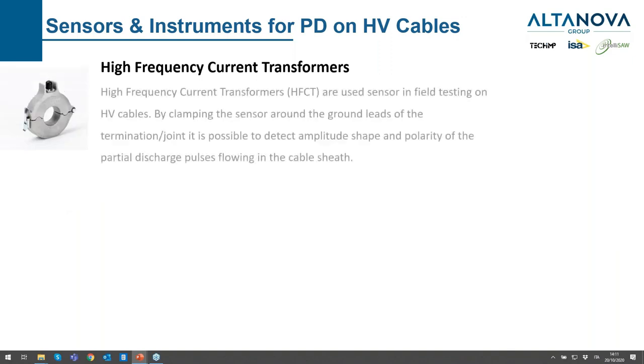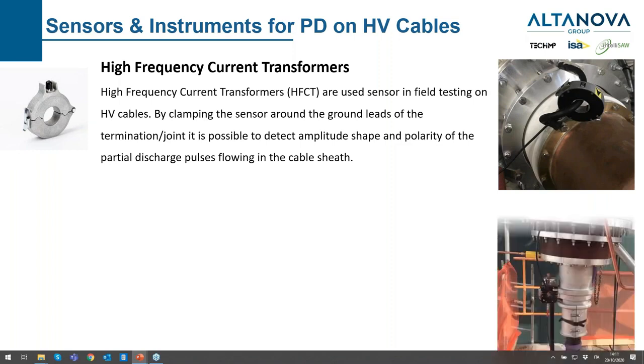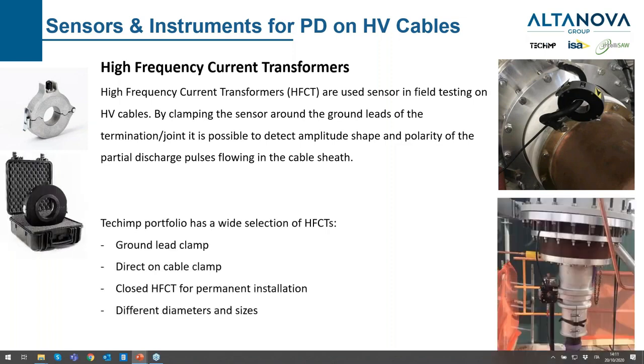High frequency current transformer is a sensor used in field testing on high voltage cables. We can clamp this sensor around the ground, the earthing leads of the termination and joints. It is possible to detect amplitude, shape, and polarity of the pulses flowing in the cable sheath. The KIMP has a wide range of diameters for such high frequency current transformers. They have been designed in order to reduce the low frequency signal. In that case, we can increase the signal to noise ratio.